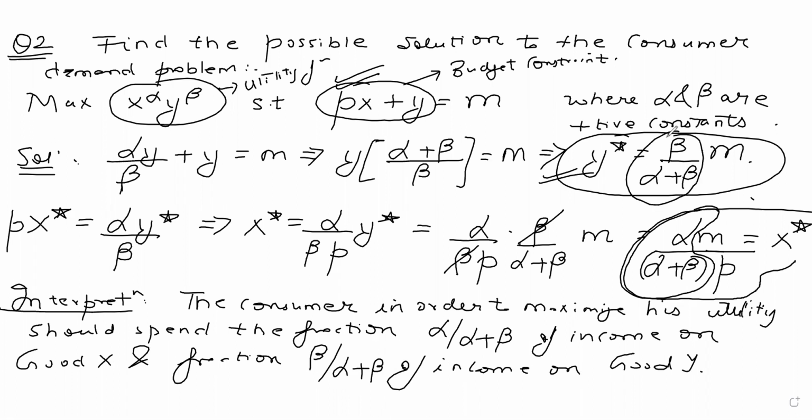Okay, so all students can clearly look at the interpretation, the way we have interpreted our results. In order to maximize the given utility function subject to the budget constraint, the consumer should spend alpha upon alpha plus beta of its income on good X and beta upon alpha plus beta of its income on good Y. Hoping all students have understood this. Let us practice one more question.